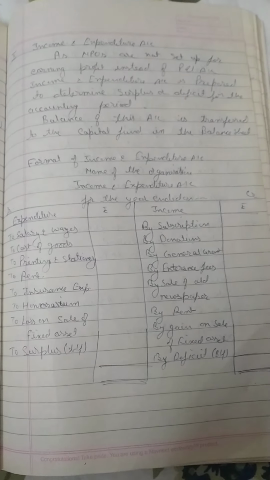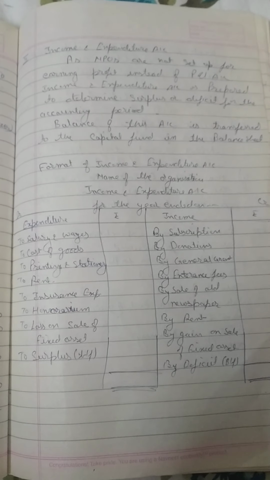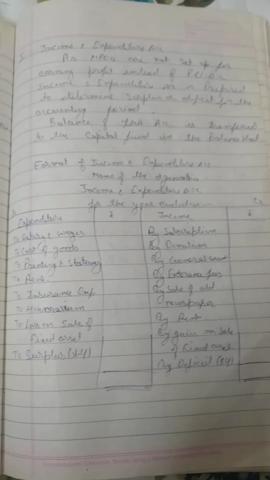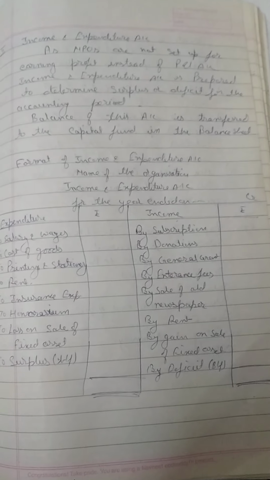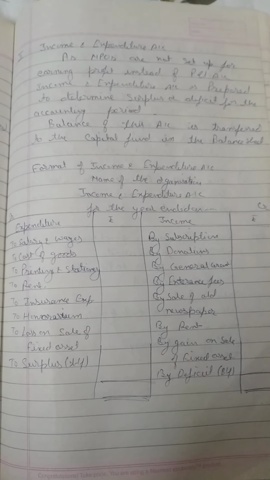So we can determine the surplus or deficit from its operating activities. The surplus or deficit is transferred to the capital fund in the balance sheet. If the NPO has earned a surplus, it is added to the capital fund, and in case of deficit it is deducted from the capital fund. If income of the NPO is more than expenses, it will be a surplus, and in case expenses are more than income, it will be a deficit.